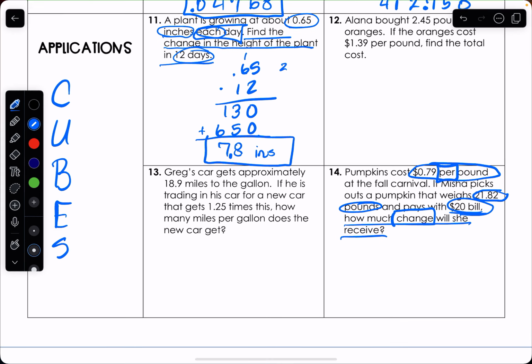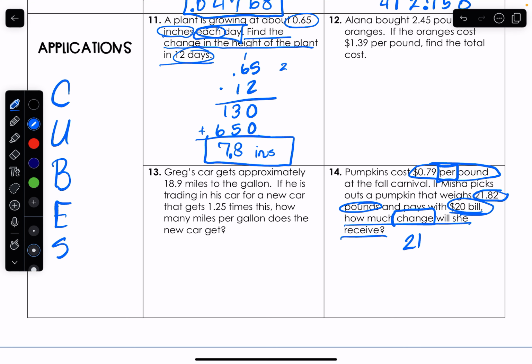So we're going to go, okay, 21 and 82 hundredths times 0.79. All right, so we're going to multiply that together. 9 times 2 is 18, carry the 1. 9 times 7 plus 1 is 64, carry the 6. 9 times 1 is 9, plus 7 is 16, carry a 1. So 18 plus 1 is 19.